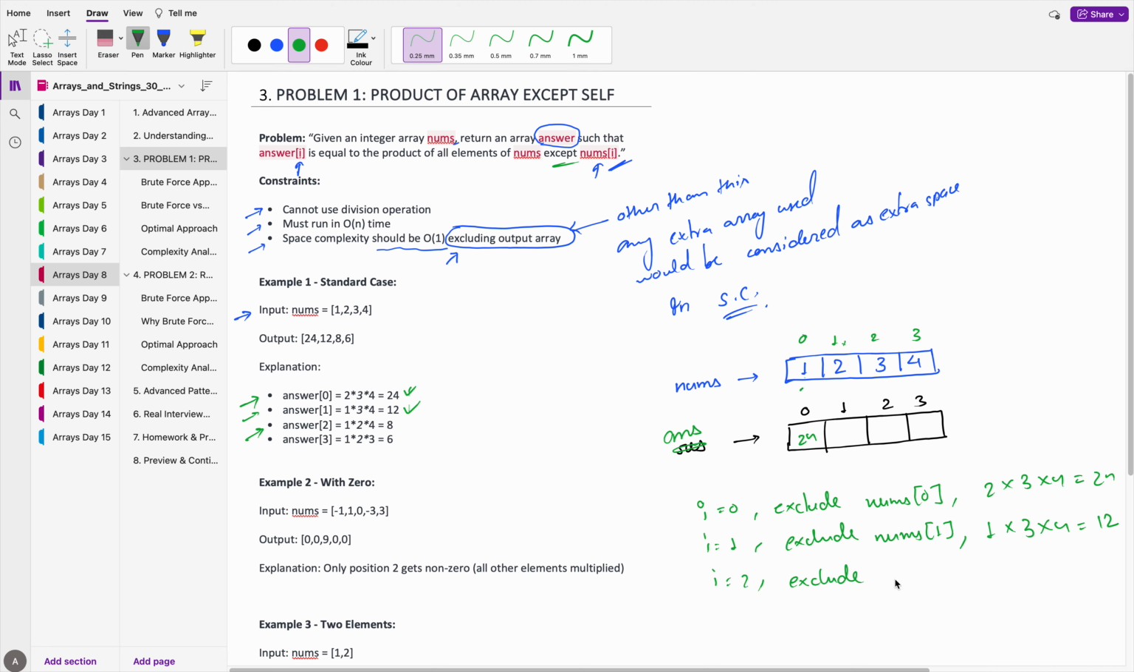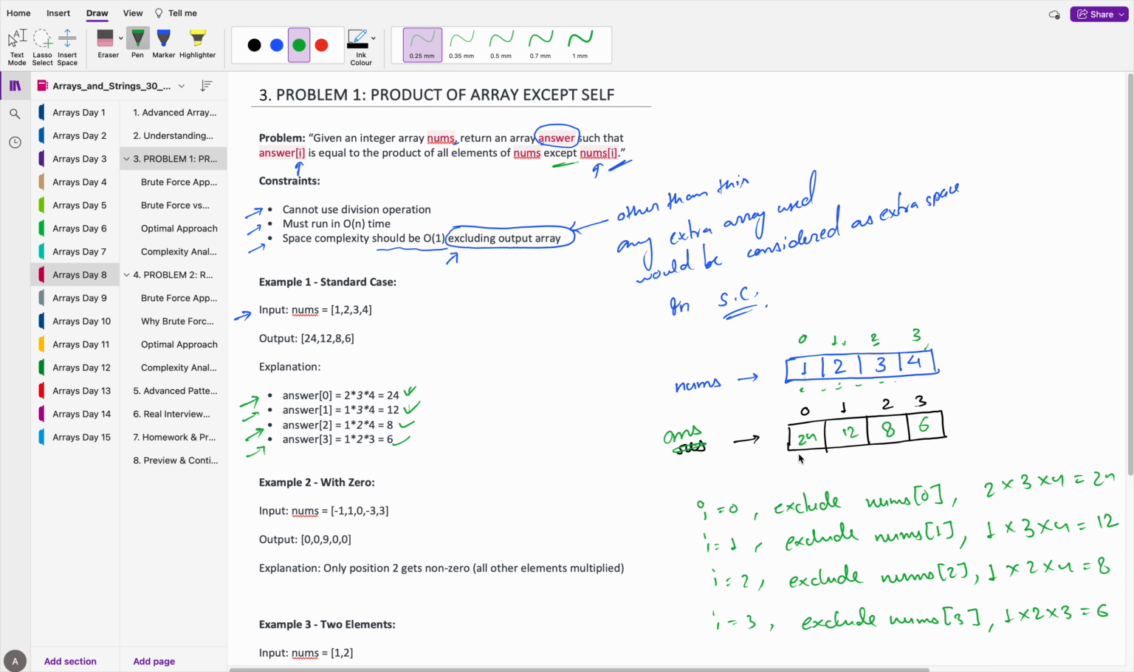What would we be excluding? nums[2] would be excluded. So if I exclude this item at index 2, what are the rest of the items? So 1, 2 and 4. Multiply them together, 1, 2 and 4 will give you 8. Okay, so 12 was done, now put 8 here. You can see 8 is here. Next, for the third index, i equals 3, we should be excluding nums[3]. The third index is 4, we should be excluding it. Rest multiply: 1 multiplied by 2 multiplied by 3 would give you 6. 6 here, and you can see 6 is here.